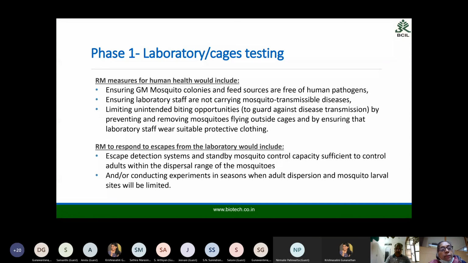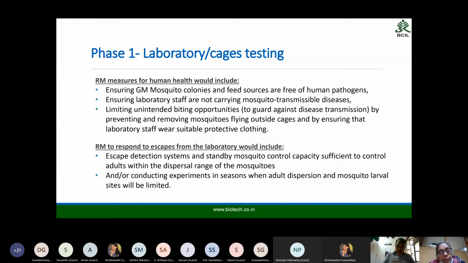So if you look at phase 1, which is the laboratory or cage testing, here my risk management measures for human health would include ensuring that the GM mosquito colonies and feed sources are free of human pathogens. So these are the practical things that you have to take care of. Ensuring that laboratory staff is not carrying mosquito-transmissible diseases, limiting unintended biting opportunities to guard against disease transmission by preventing and removing mosquitoes flying outside cages, and by ensuring that laboratory staff wears suitable protective clothing.